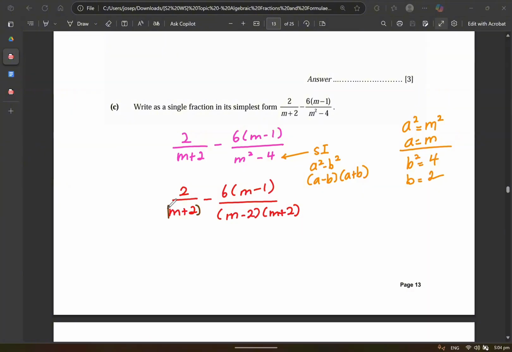Because you see, on one side, it's m plus 2, right? And on the other side is m plus 2 as well. So you are going to make the denominator the same. So I'm adding m minus 2. It'll be 2 bracket m minus 2. Since the denominator is the same, you can combine them.